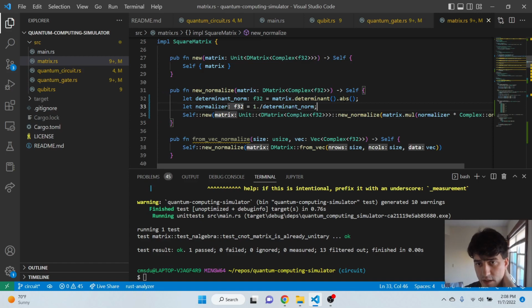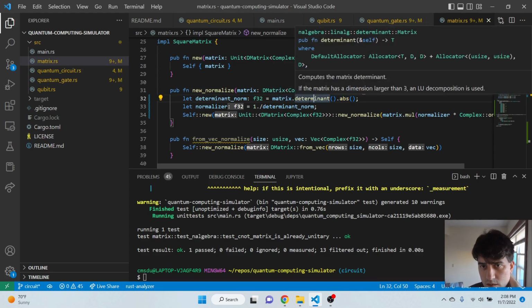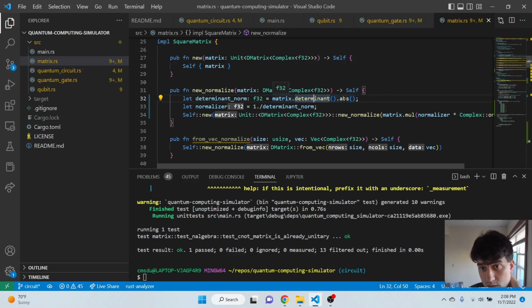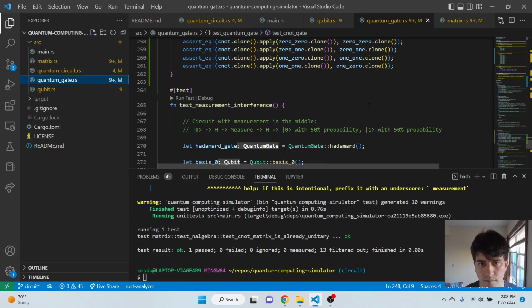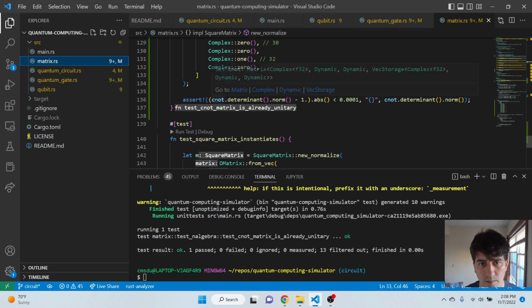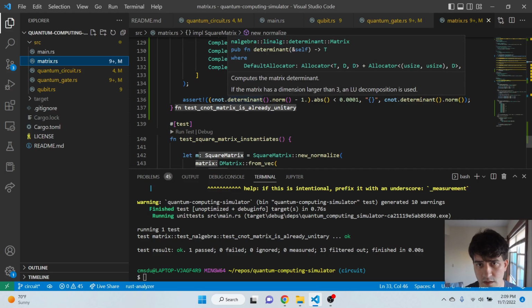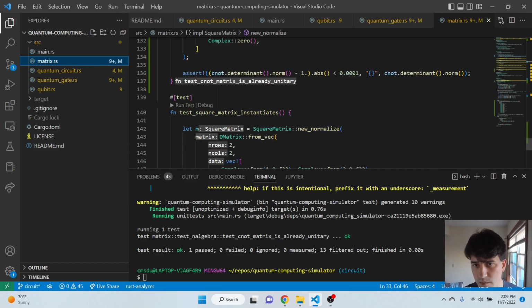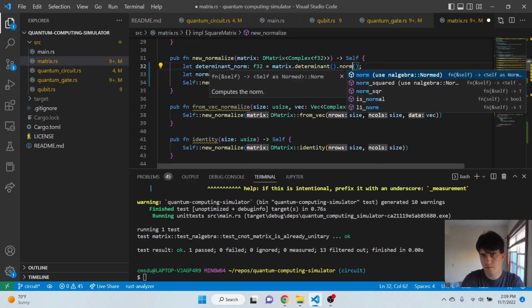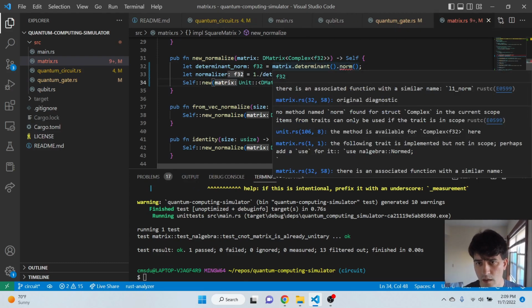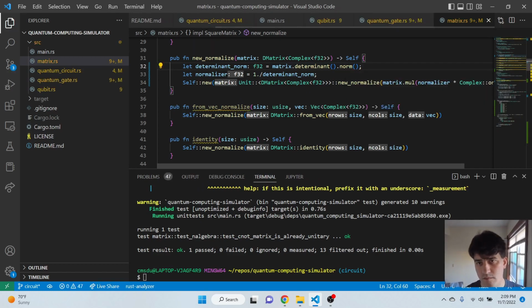Now, my other question is why this matrix determinant is absolute value, whereas in that other test, it was dot norm. Seen as a matrix, determinant returns T, and then it's norm. Confused. Can this be norm? Yes, it can. Okay. But it doesn't like it. Oh, you need an algebra normed. Okay.